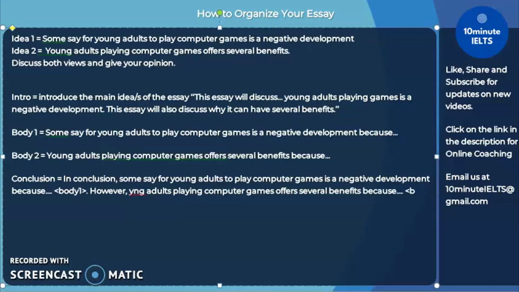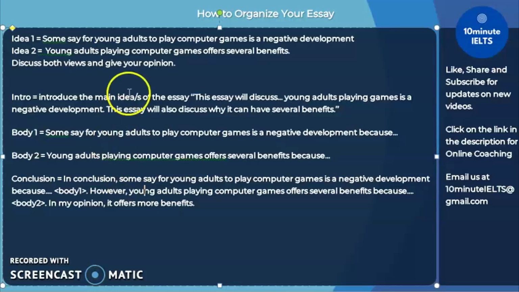Don't forget to answer the last question, which is your opinion, and that could simply be answered in the conclusion by saying, in my opinion, it offers more benefits. And that will already conclude your essay. I hope with this you now understand the difference between simple questions like do you agree or disagree and discuss both views and give your opinion.